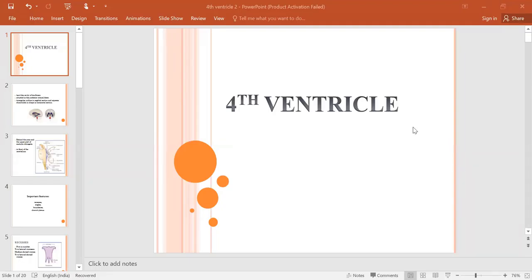Fourth ventricle. Ventricles are a set of communicating cavities within the brain. There are 4 ventricles: 2 lateral ventricles, the third ventricle, and the fourth ventricle. All these 4 ventricles are responsible for production, transport, and removal of cerebrospinal fluid. So then, about the fourth ventricle.